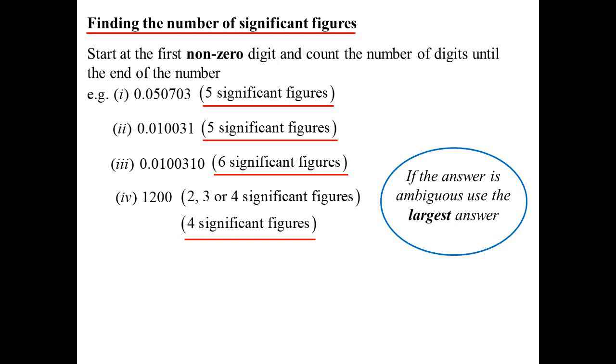Now, they might give me more information. They might tell me something about what they did in the experiment or something like that, which would allow me to work out which one it is. But if they don't give me that information, then any one of those 3 answers could be right. So I always go for the biggest one. If it is ambiguous, use the biggest one.